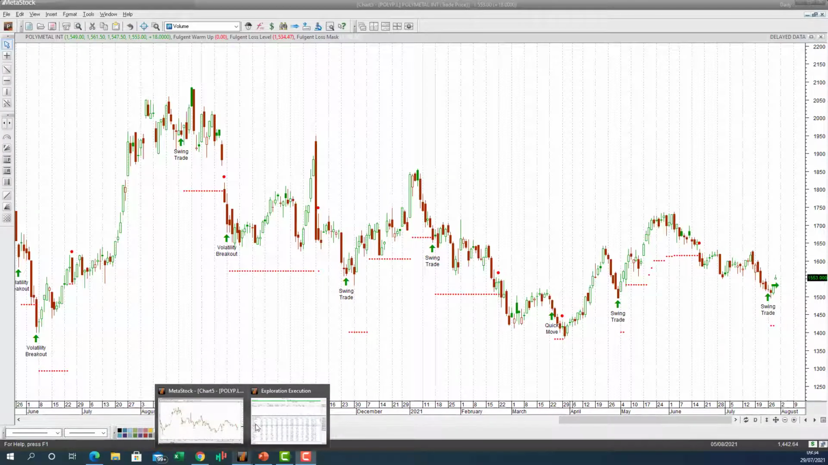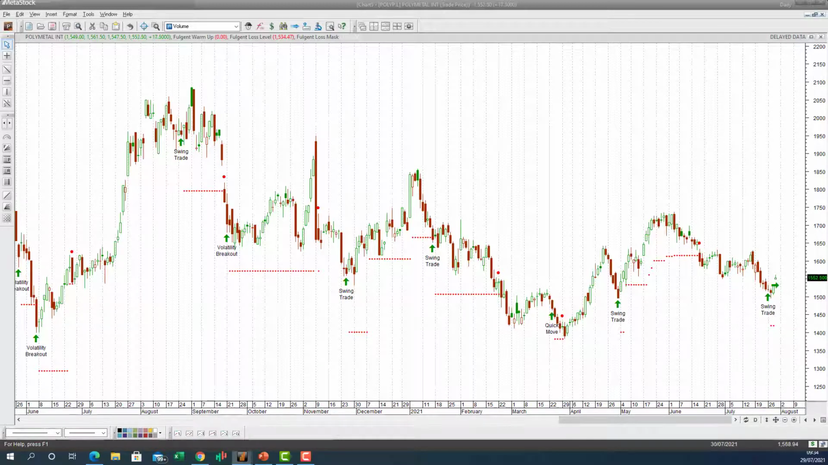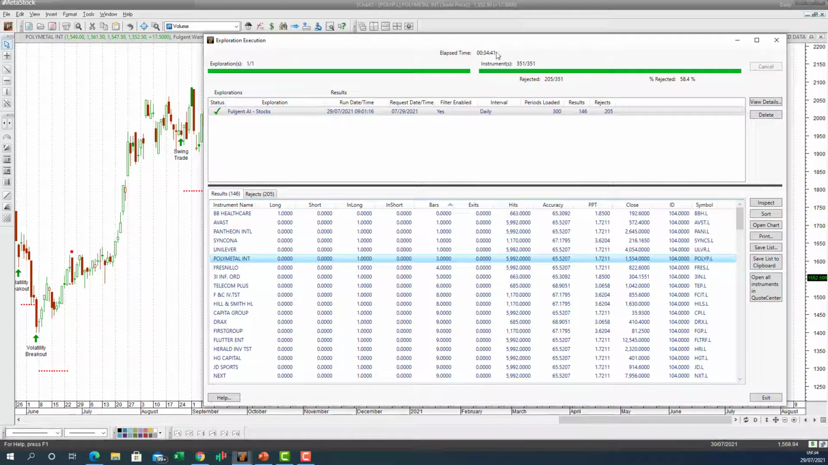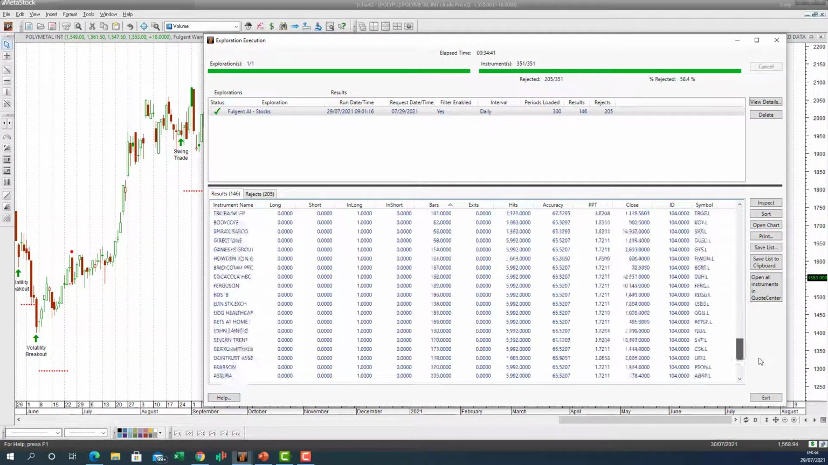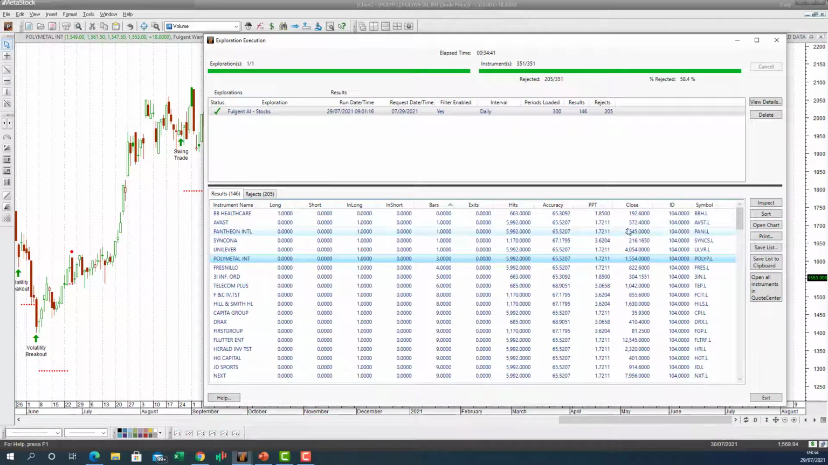So I've got the MetaStock platform open, and the Fulgent engine is loaded. It took about 34 minutes for the AI to run through the FTSE350 looking for those four AI trading strategies. Here we've got the end result. The codes here at the end tell you which strategy is active. 104 is the classic swing trades. So you can see there's a lot of swing trades being generated in the FTSE350 at the moment. These are quick short to medium term trades.